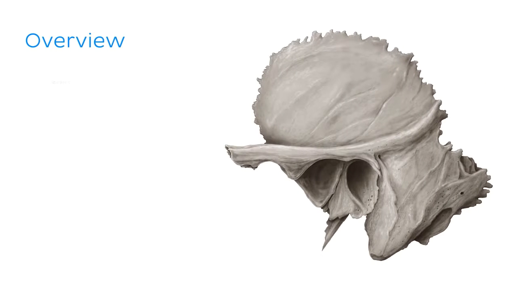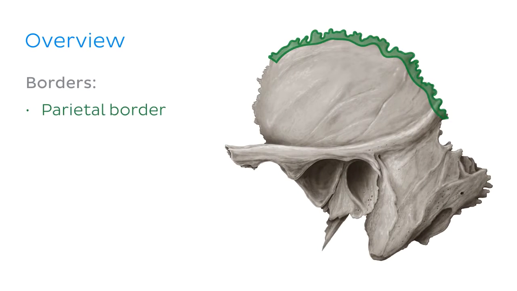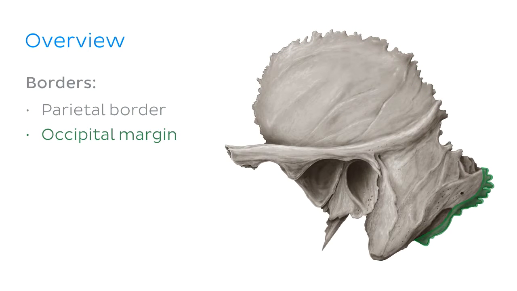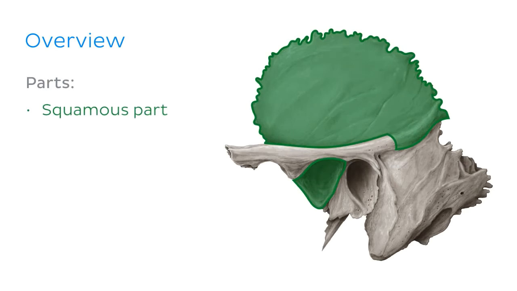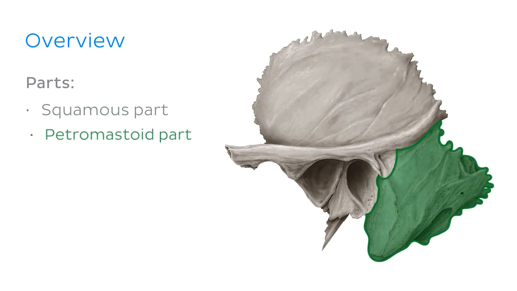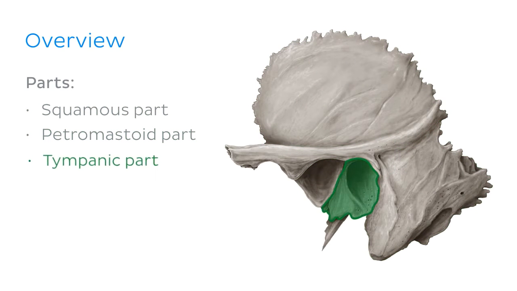In this tutorial, we'll be covering the borders of the temporal bone, which are the parietal border, the occipital margin, and the sphenoidal margin. We'll then have a look at parts of the temporal bone, including the squamous part, the petromastoid part, the tympanic part, and the styloid process. We'll then conclude our tutorial by looking at some clinical notes related to the temporal bone.